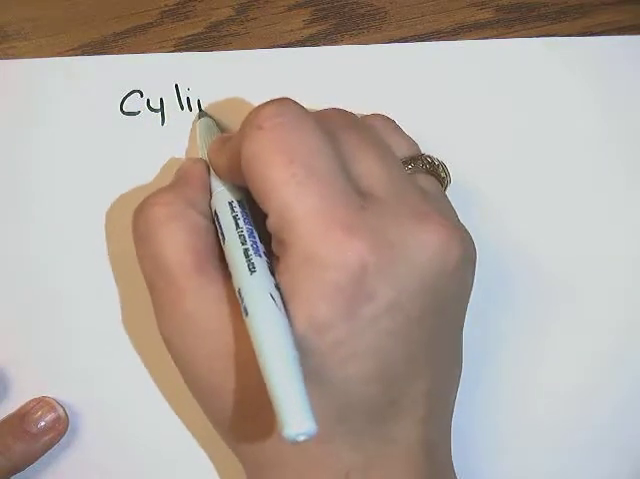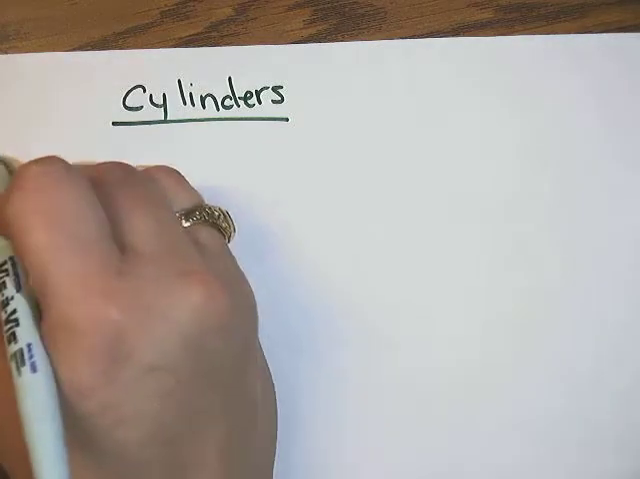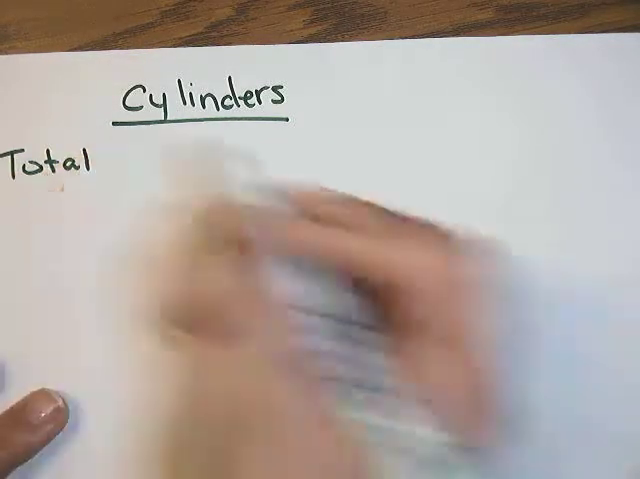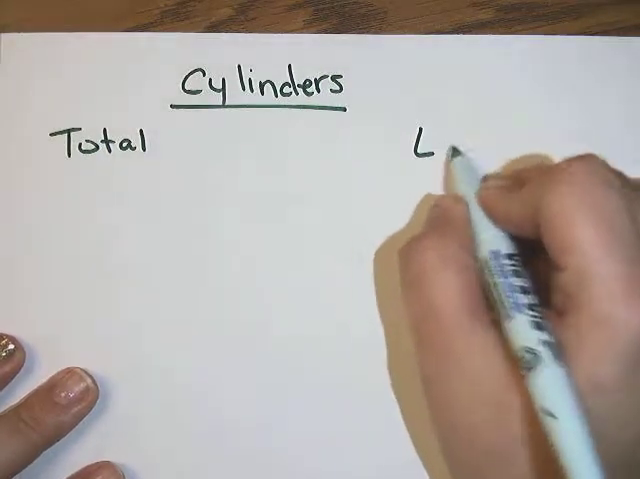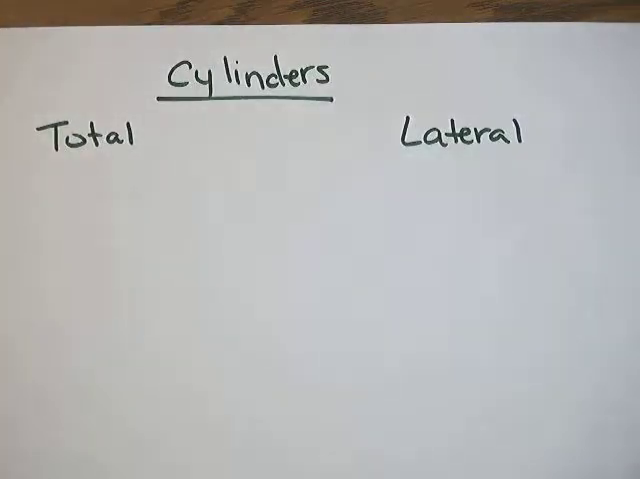Okay, so now we're going to talk about cylinders. So total surface area and lateral. Okay, you know what a cylinder is. A cylinder is a what? The shape, yes. It's like a 3D jar, a cup.